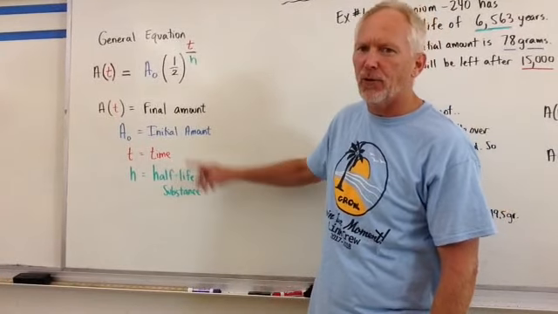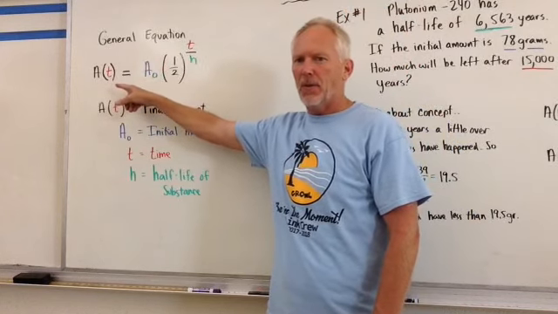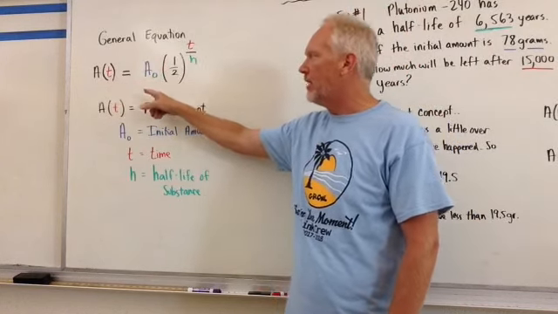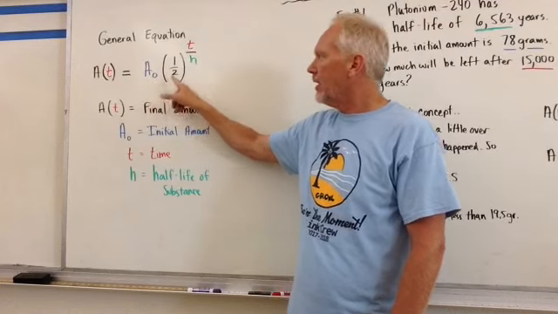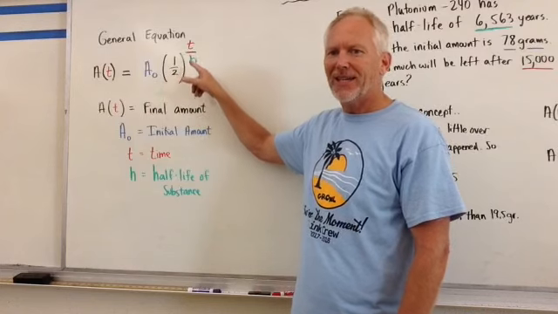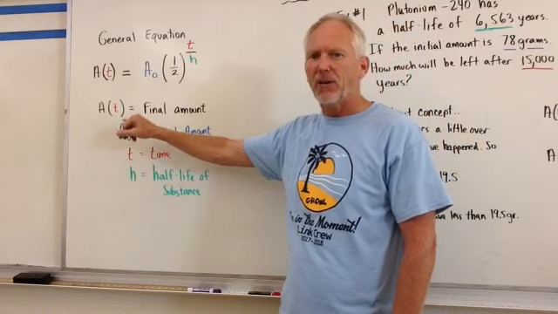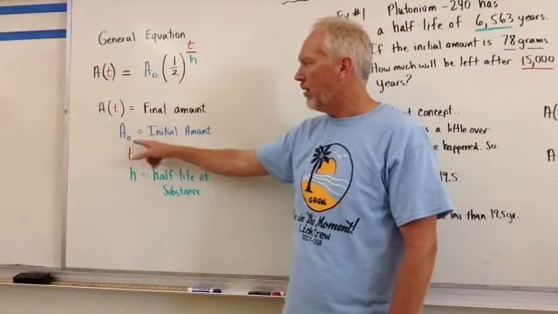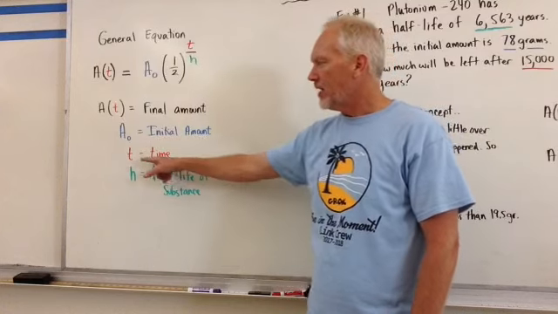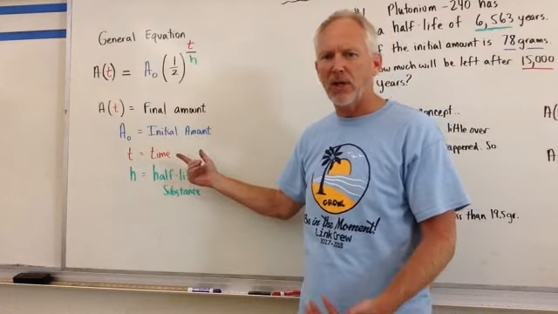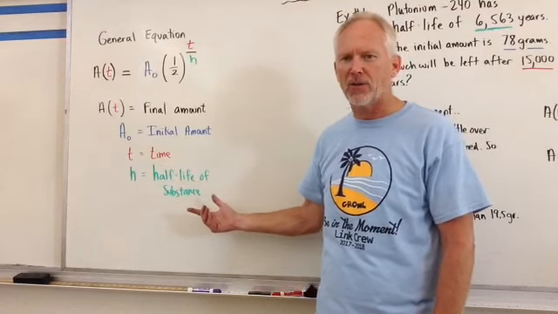Half-life, the general equation for half-life is this. A of t, so some amount with respect to time, is equal to A naught. That little zero is a naught, so we call it A naught, times 1/2 to the t over h. So what are each of those? A of t is the final amount. A naught is the original or the initial amount. T is with respect to time, typically in years. And then we have h, or half-life, of some substance.